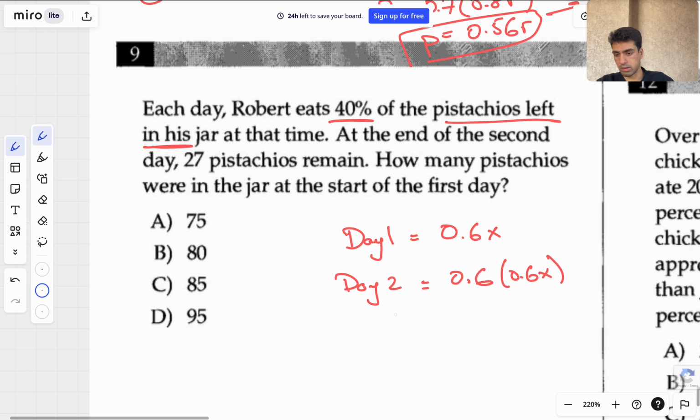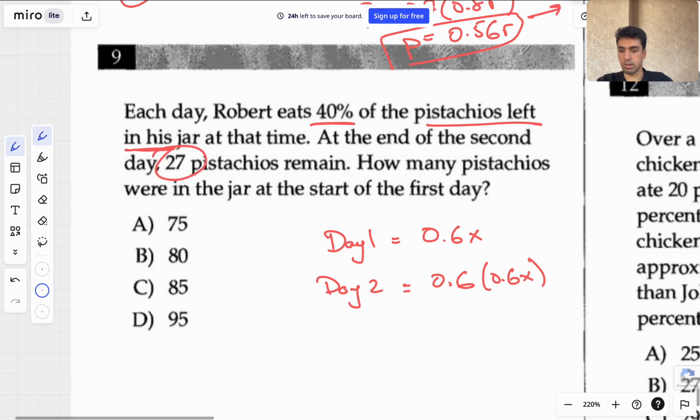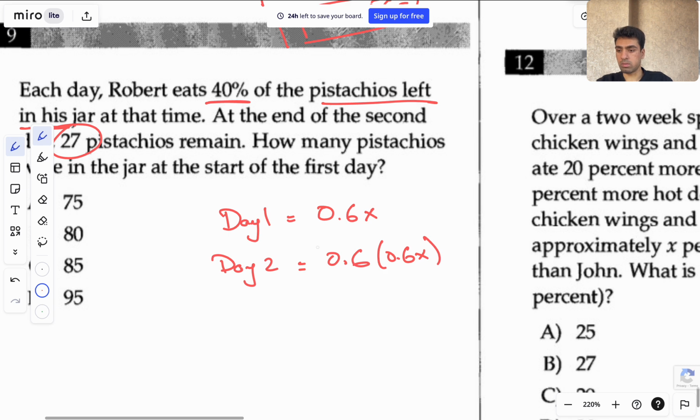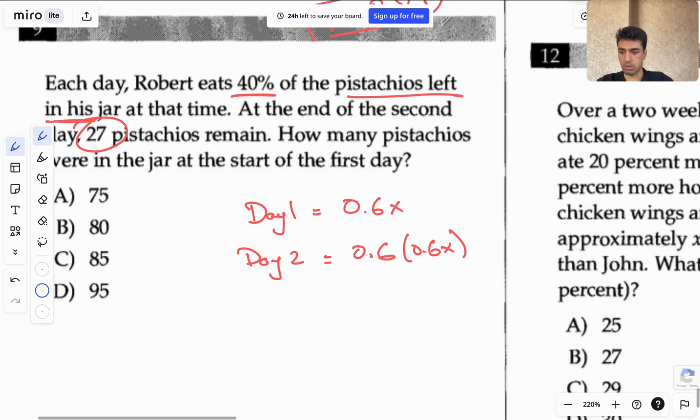And then on day 3, it's going to be the same thing, right? So 0.6 of day 2. So you just multiply this. So it says at the end of the second day, 27 pistachios remain. So on day 2, we have 27 that are left. So this will be equal to 27. So if you solve this, you will get 0.6 times 0.6 is 0.36. 0.36x is equal to 27.